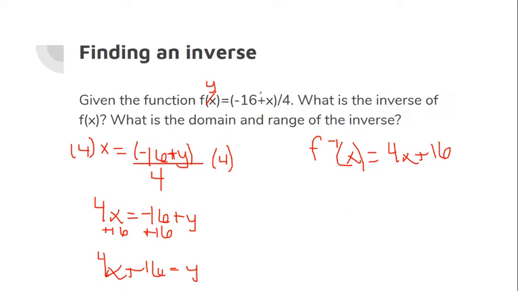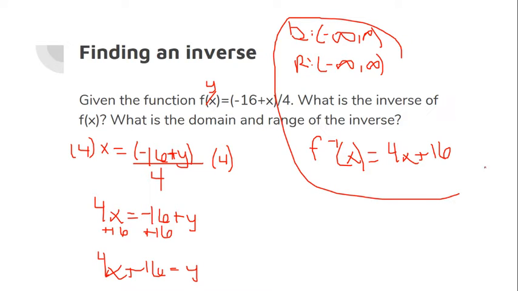Now our domain and range. If you don't know the domain and range of our original function just by looking at it, you can always graph it and look at it that way. The domain and range of our original function are negative infinity to infinity. That means when we flip it, it's still going to be the same. So the domain and range of our inverse are still negative infinity to infinity. And that's our inverse function.